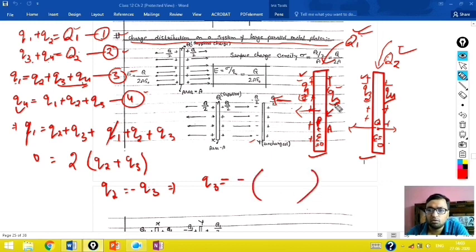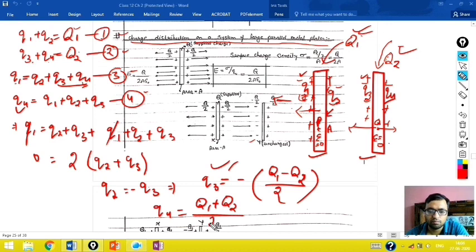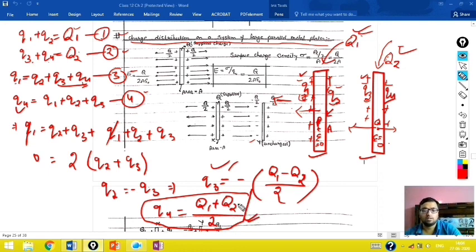And if you remember, I told you q2 is what? That is the difference of charges Q1 and Q2 divided by 2. Simple one. Similarly you can get q4. If you solve it, then q4 will come out to be (Q1 plus Q2) by 2. You have to solve these equations, and after solving, this result will come out. So you have to remember this result.